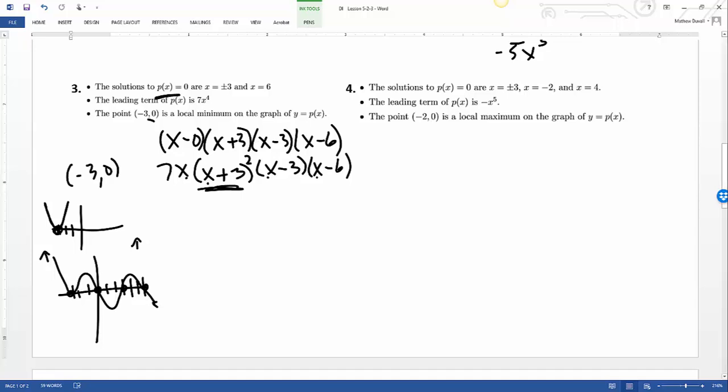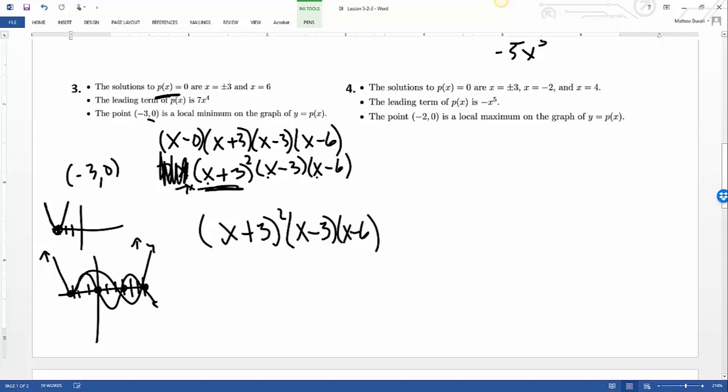Oh, it says the solutions to your function equaling 0. So this doesn't exist. That's the issue. So there's no 0 here. Okay. Nope, that makes sense. So your answer is x plus 3 squared times x minus 3 times x minus 7. I read that wrong. It's asking for the 0 itself.